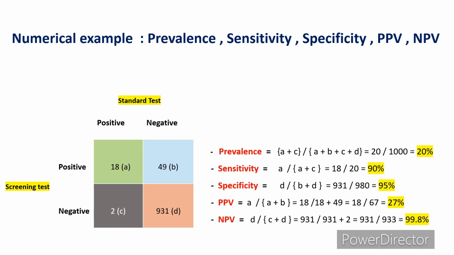Similarly, specificity is the true negatives identified by the screening test upon total negatives according to the standard test. It's D upon B plus D: 931 divided by 931 plus 49. It's 95%. Coming to the positive predictive value, it's A upon A plus B, right? 18 divided by 18 plus 49 according to the screening test. It's 27. Coming to the negative predictive value, it's D upon C plus D. So the answer is 99. All these terms are usually expressed in percentage: prevalence here is 2%, sensitivity 90%, specificity is 95%, PPV is 27% and the NPV is 99.8%.